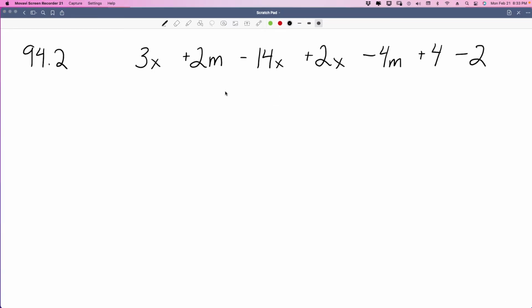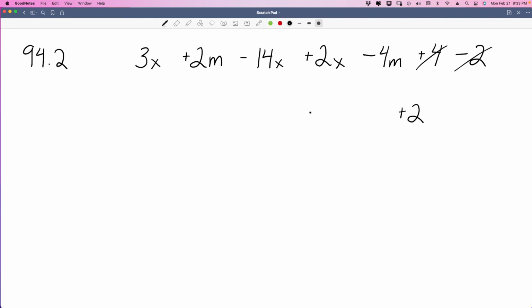All right, in 94.2, we have a lot of terms in this expression. So first I like to combine the constants or the whole numbers. So here we have a positive 4 and a negative 2. When we put those together, we're going to get a positive 2. So let's put that here, positive 2. And sometimes it helps to cross out what you've done so that you don't get lost in the process, especially when you have a lot of terms to deal with.